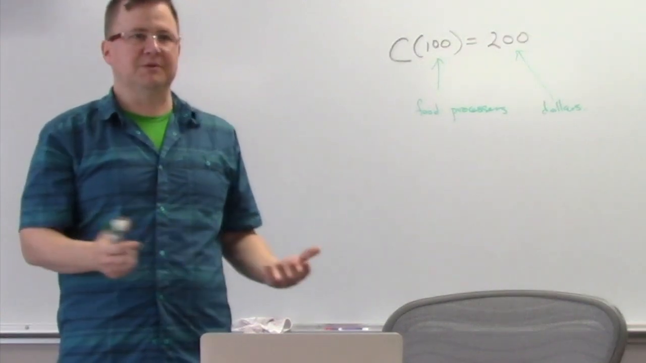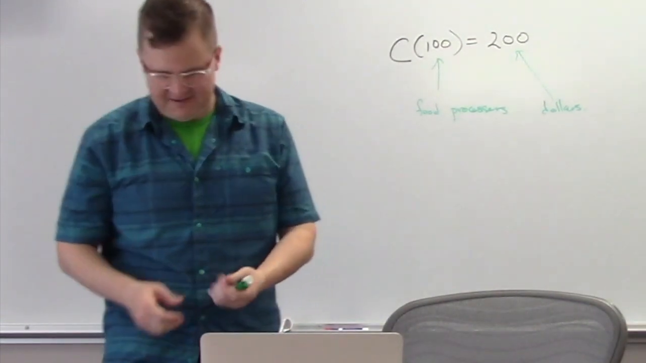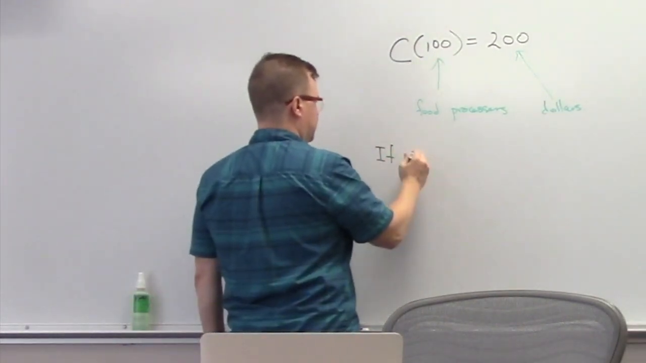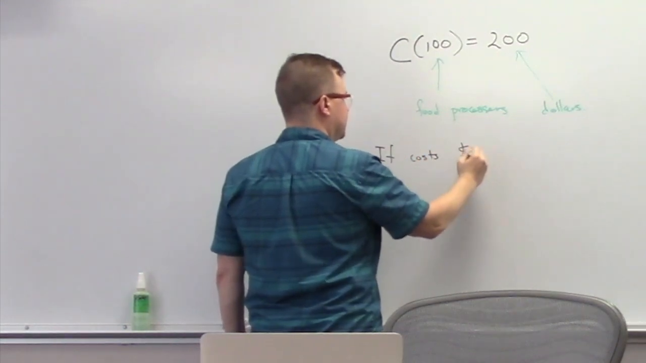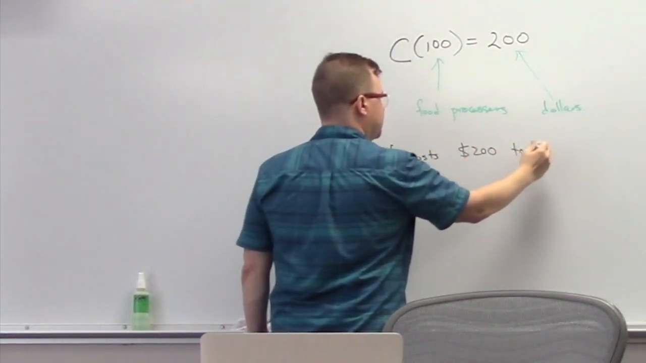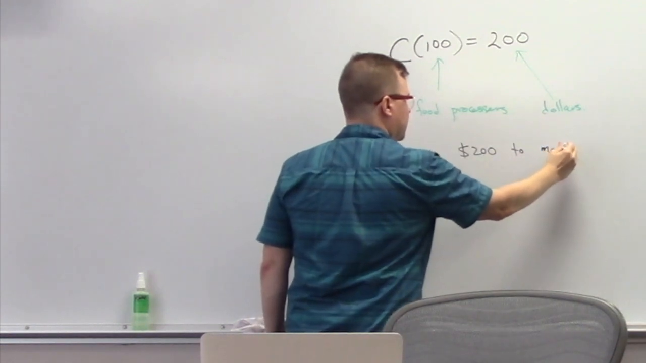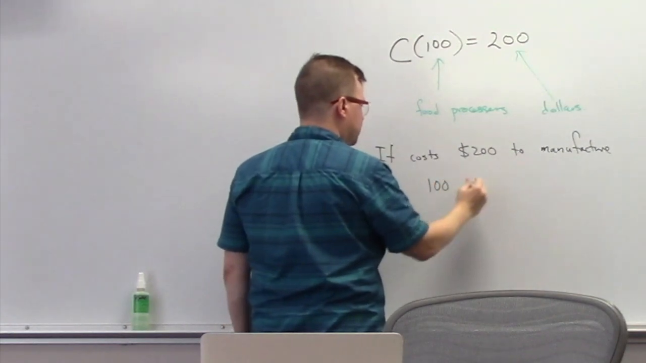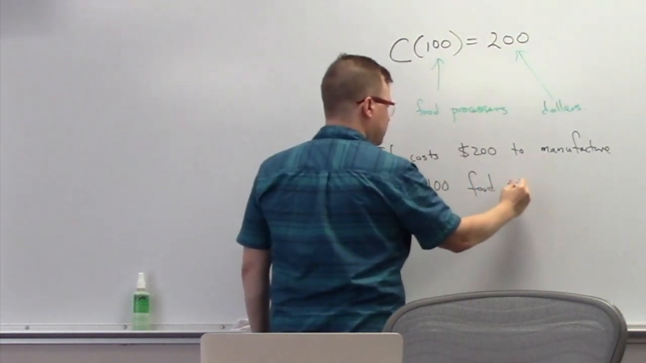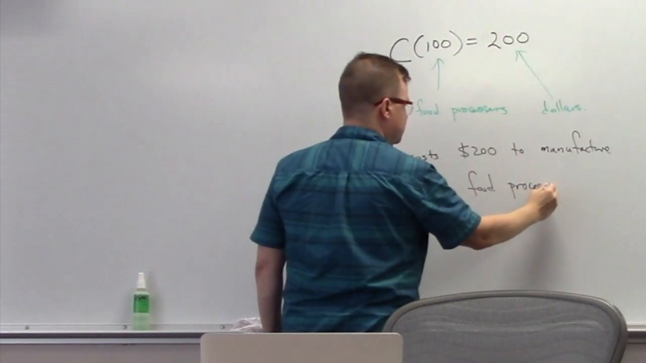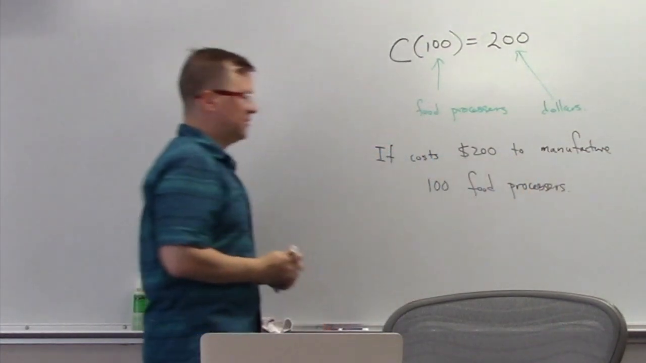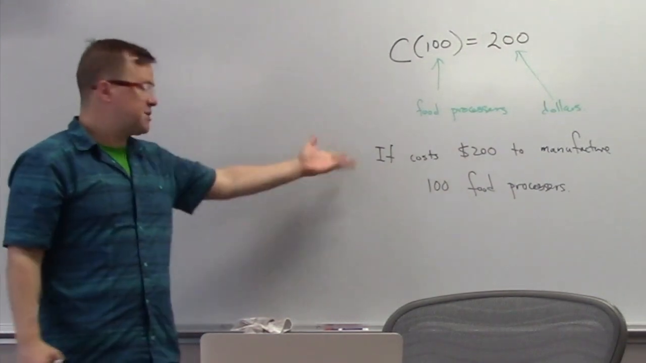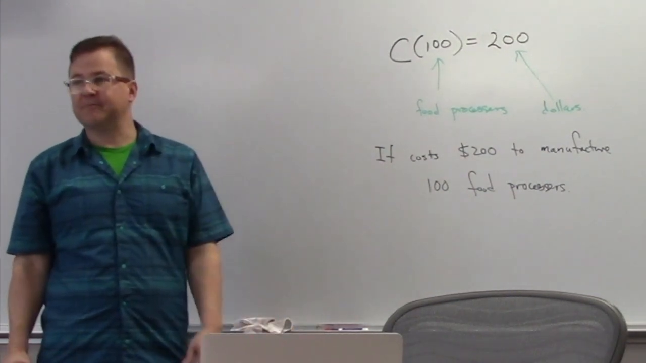Now you just got to be able to compose an English sentence, right? And so something like, it costs $200 to manufacture 100 food processors. I won't mark you down if you misspell things, because I might misspell things too. But yeah, something like that would be enough for full credit. Okay.